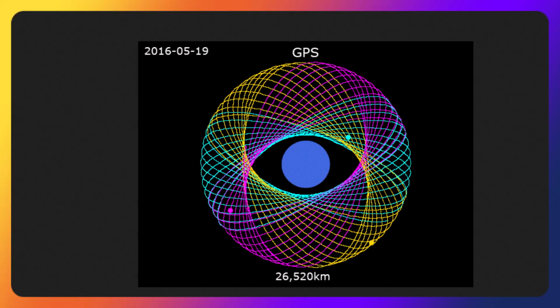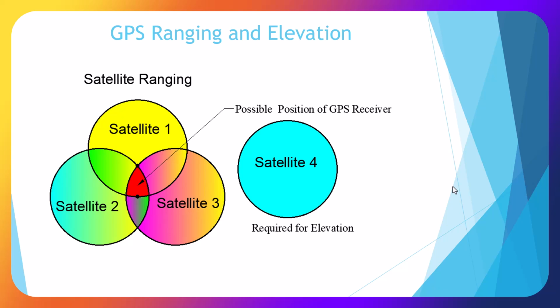Here's an animation of satellites, GPS satellites particularly, as they grow over the years. So this is between a period of, looks like, 2013 and 2018. In order to find a location on the Earth, we need at least 3 satellites to triangulate and find the position that we're looking for. The 4th satellite is required for finding the elevation. So we need 4 satellites in order to get a position.